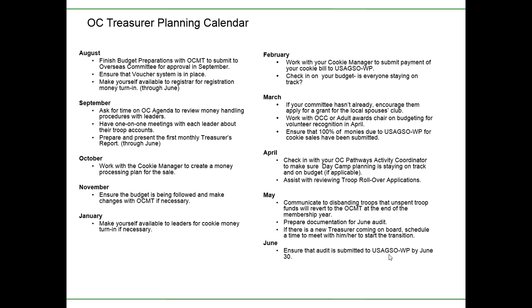Now, we've talked about a lot of different things in regards to the treasurer, such as your ledger. We've talked about forms. Well, there's also a planning calendar. So right now, you'll see it begins in August, ends in June. Now, for some of our overseas committee, you may start earlier, and that's perfectly okay. Now, there are several different bullets for each of the months.